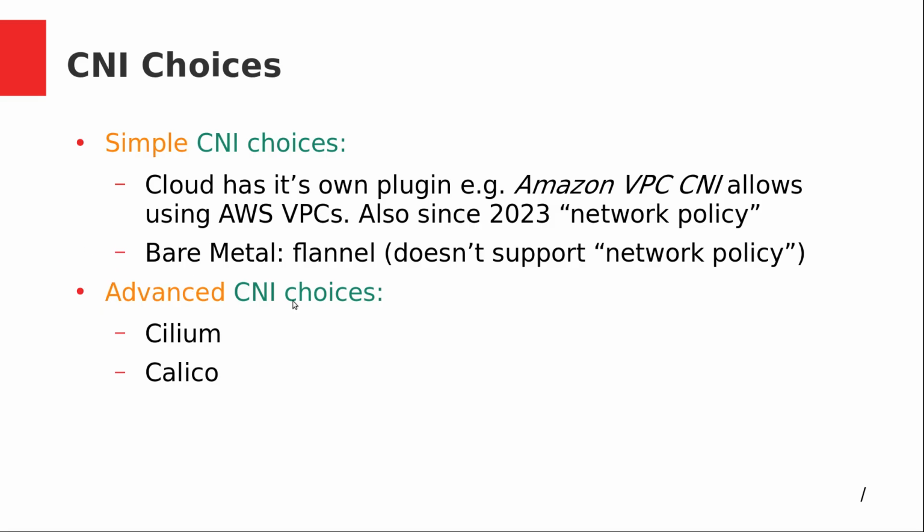Now, there are more advanced CNI choices, and there are some common ones. Probably the two most common ones out there are Cilium and Calico. And out of the box, even the lesser of these two will support some pretty good features. And the other one is much more advanced and will give you not just all the features that we mentioned, but full-on observability into your networking if you need it.